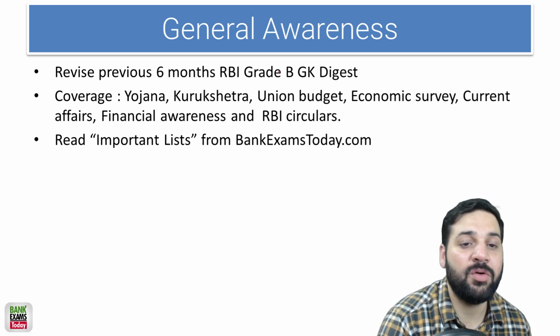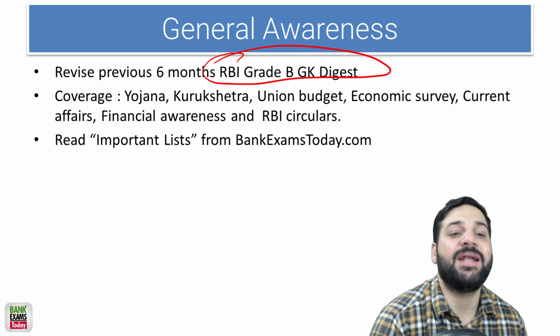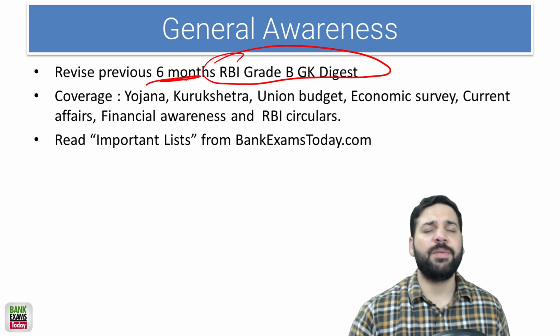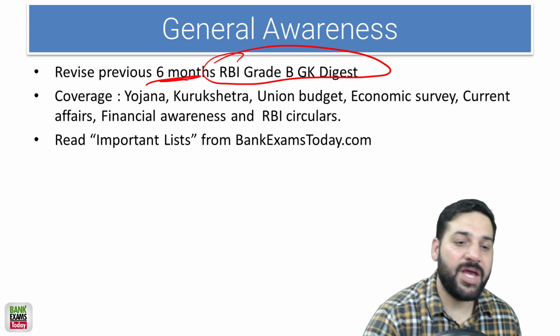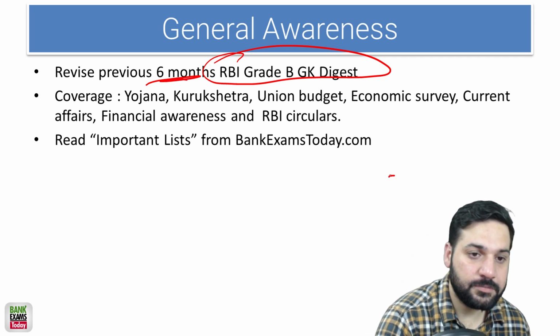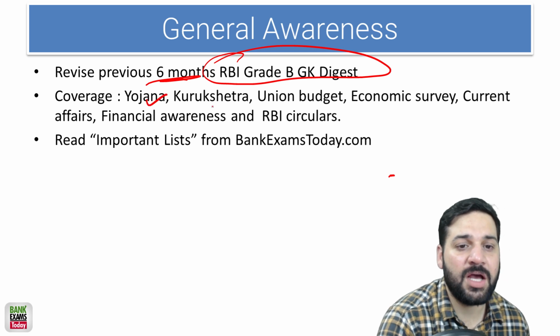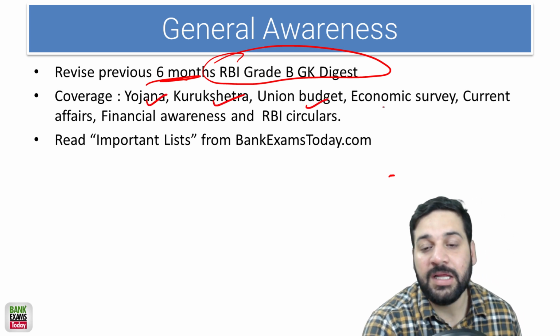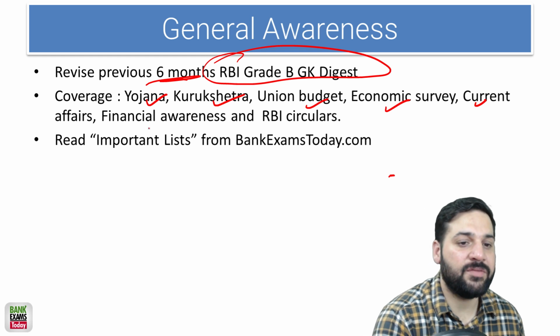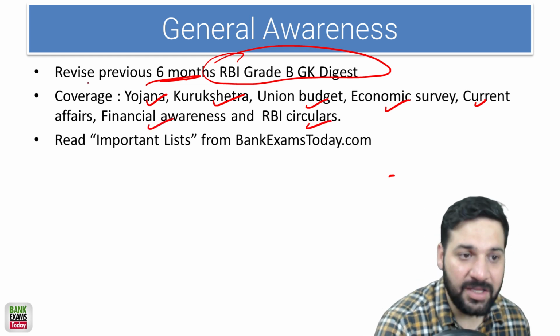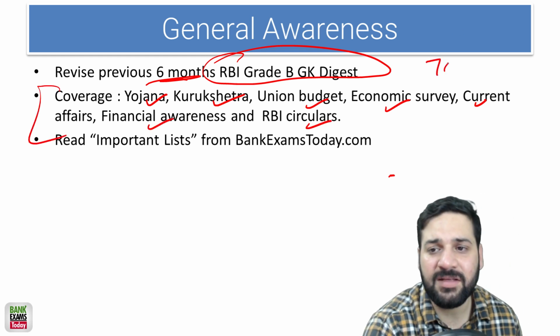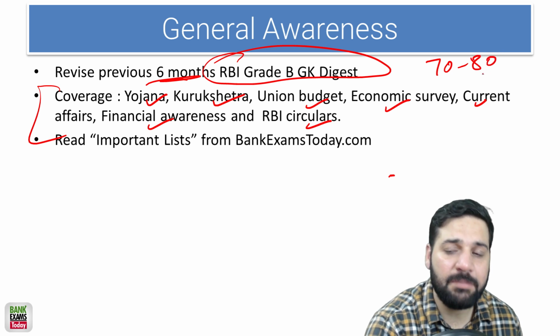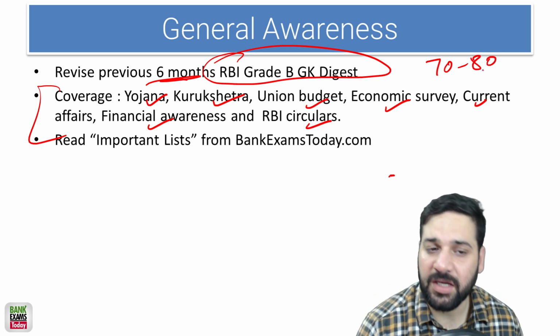What about the general awareness? I can recommend you read the RBI Grade B GK digest for the past 6 months. That would be more than sufficient. We are covering Yojana. Yojana is part of it. Yojana, Kurukshetra, Union Budget, Economic Survey, Current Affairs, Financial Awareness, RBI Circulars. Everything is covered within 70 to 80 pages every month.